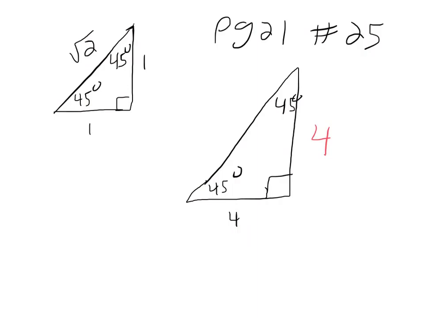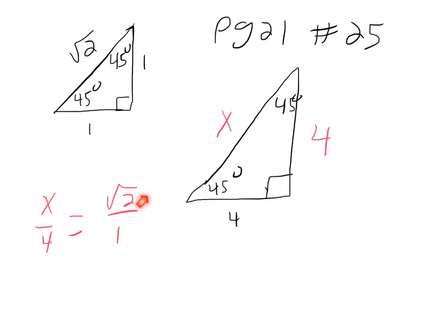If we want to go into Euclid's theorem, we could call this x. Then x over 4 would equal square root of 2 over 1. What I'm doing here is, x over one of the sides, 4, would equal square root of 2 over 1. Using Euclid's theorem, these sides are in proportion.